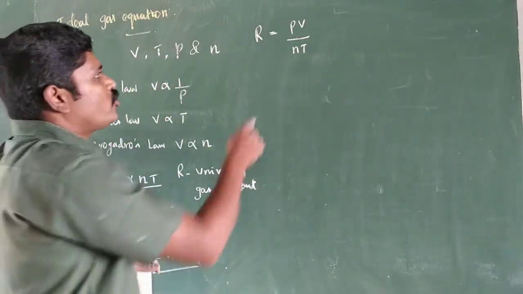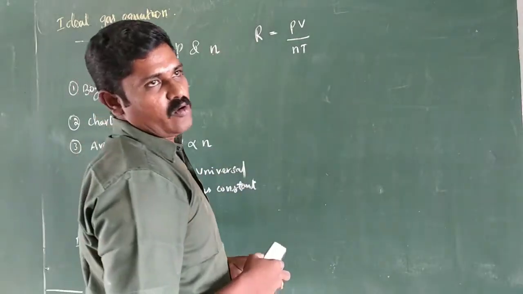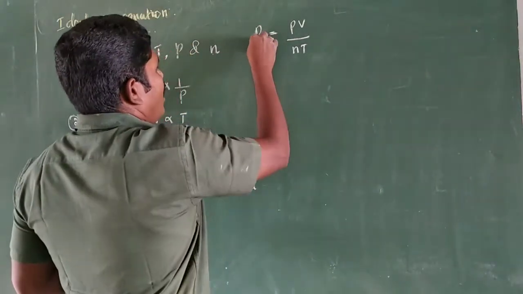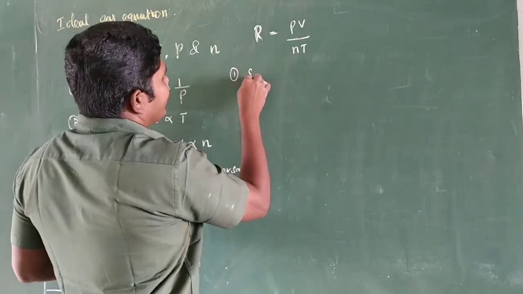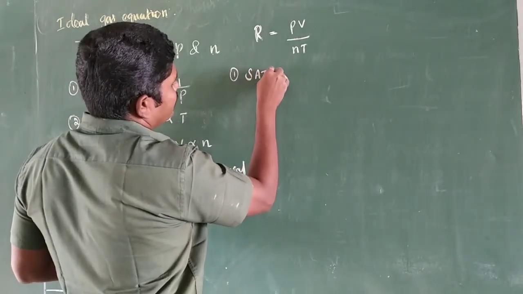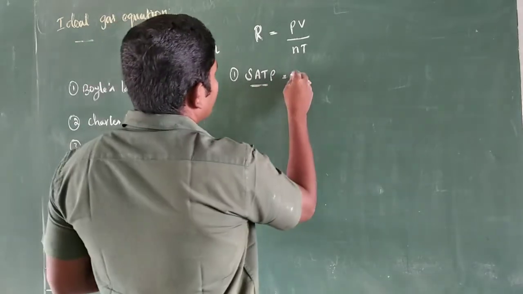When the unit of pressure is changed, the R value is also changed. So the important one is the R value. First, in SATP condition.